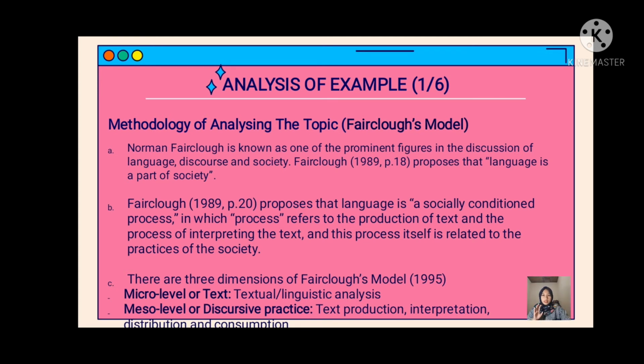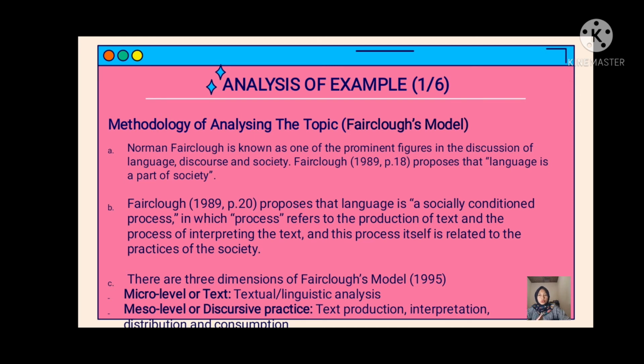So here, in Fairclough's model, there are three levels of analyzing. The first one, micro level or text, such as textual or linguistic analysis. Then meso level or discursive practice, such as text production, interpretation, distribution, and consumption. And then the next, macro level or social practice. It discusses power relations, ideologies, and also hegemonies.